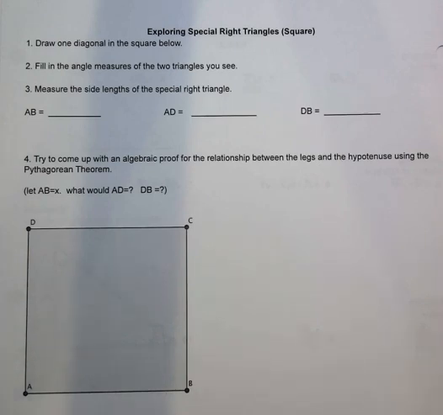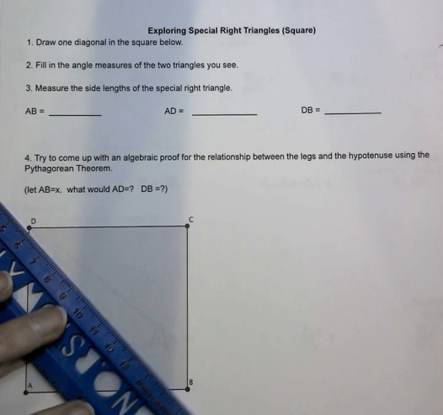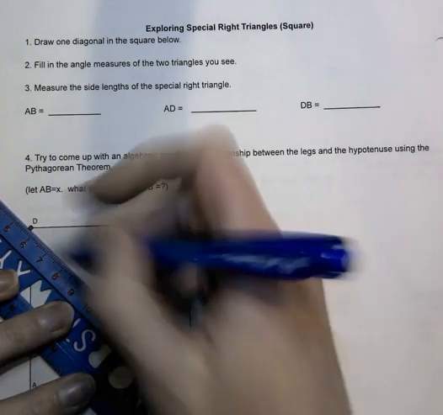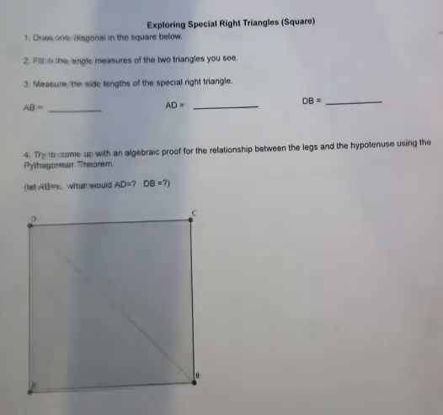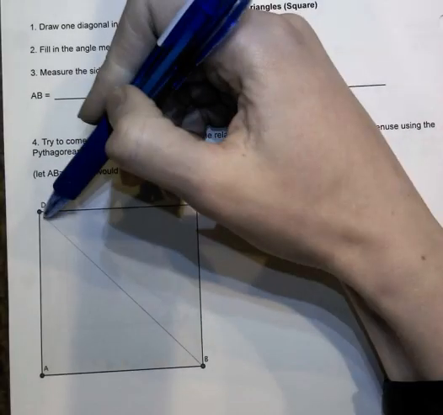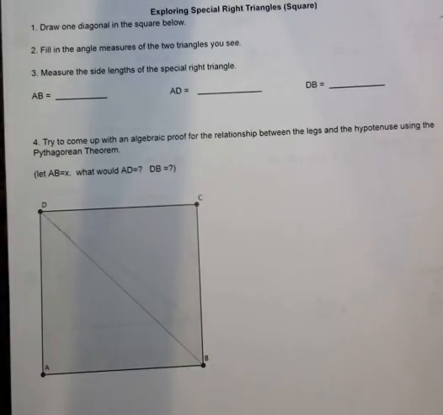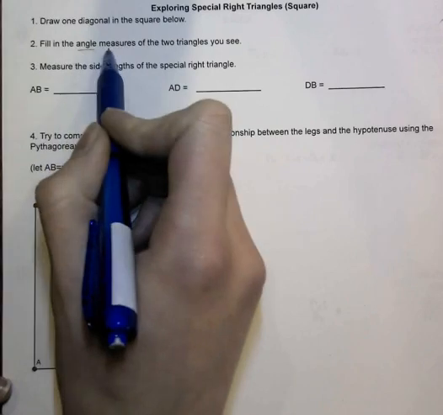We're going to draw a diagonal in our square down here. So I'm going to draw the diagonal from D to B. I'm using a straight edge to make it look a little bit nicer. Okay, so I have my diagonal here, and they're wanting me to measure a couple different things. They also want me to fill in the angle measures.